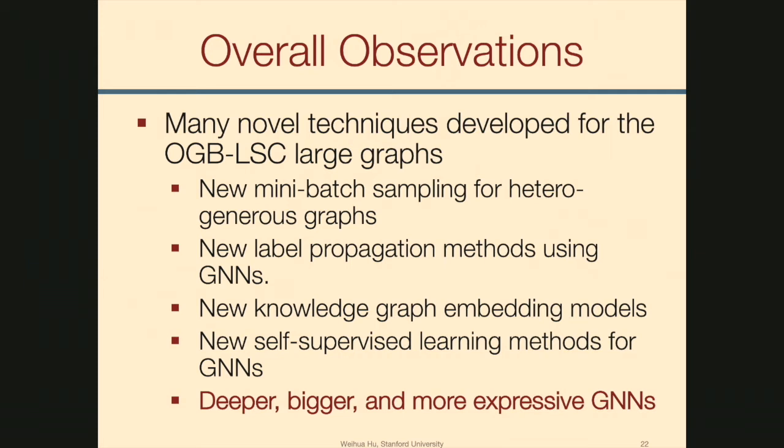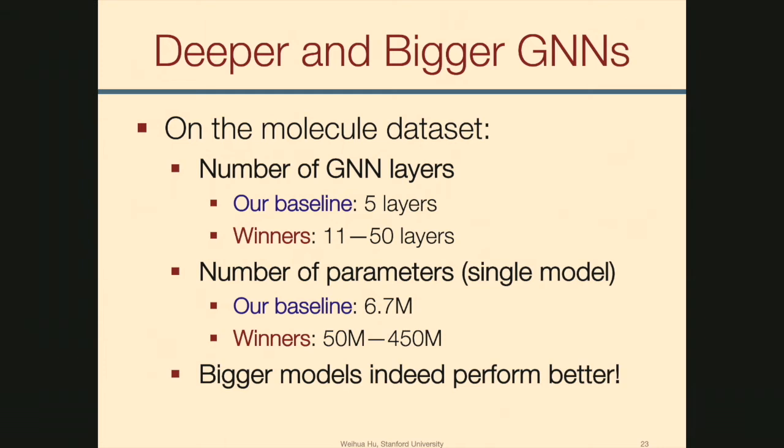One thing that I want to emphasize is that people indeed find that deeper, bigger, and more expressive GNNs outperform less expressive ones. For the molecule data set, this is very salient. For our baseline, the number of GNN layers that we use is 5, while the winners use 11 up to 40 layers of GNN to achieve their best performance. And in terms of the number of parameters, our baseline used 6.7 million parameters, while the winners use 50 million up to 450 million parameters for GNNs. And we do observe that bigger models indeed perform better on large data sets.